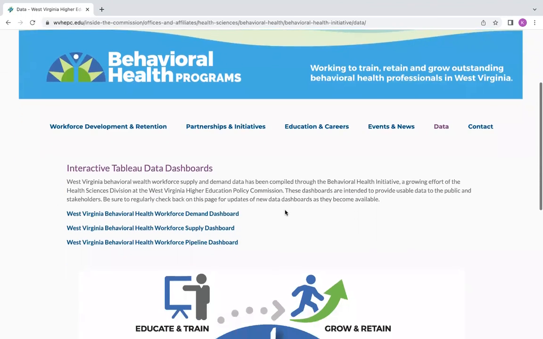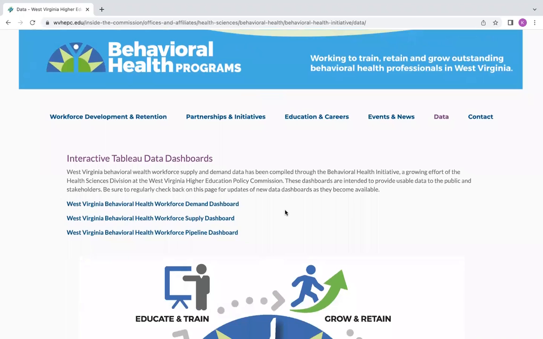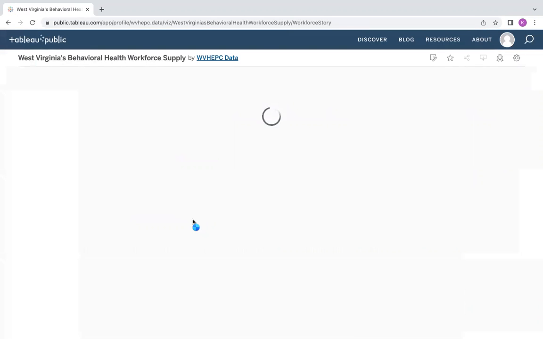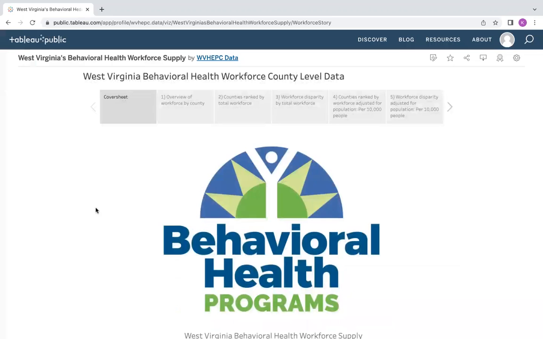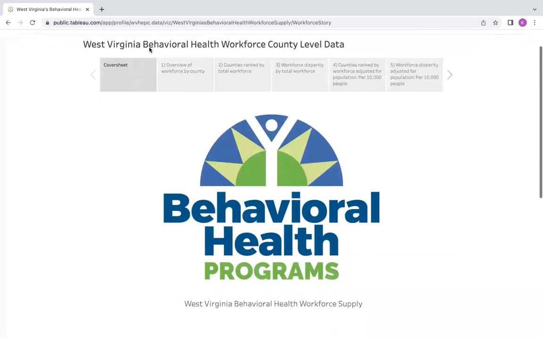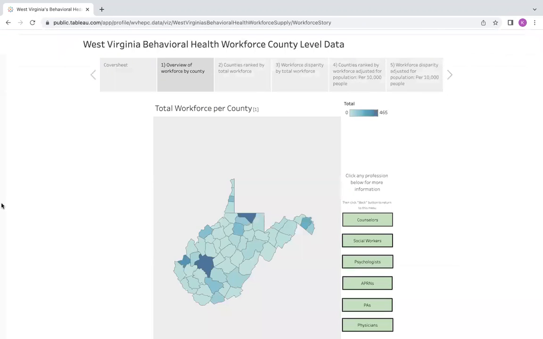These dashboards are publicly available information that are used for people who would like to know more about the supply, pipeline, and demand of the behavioral health workforce. I'm first going to look at the supply dashboard. This dashboard gives an overview of the workforce.